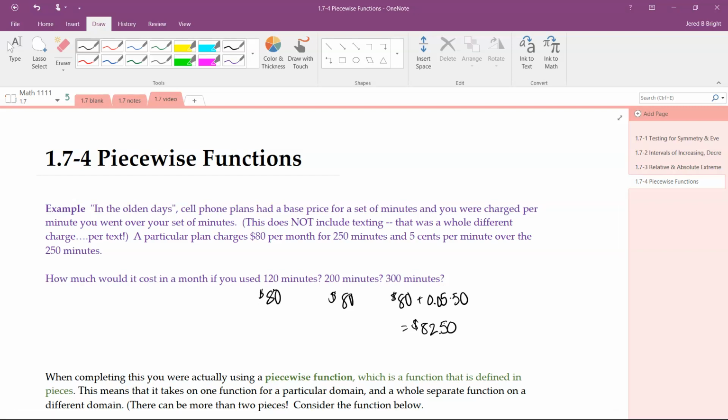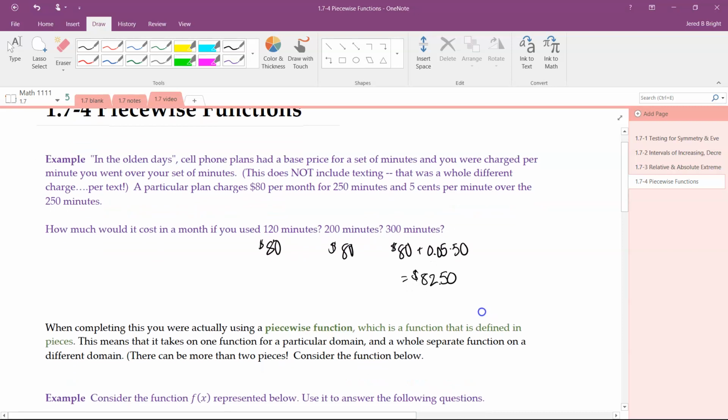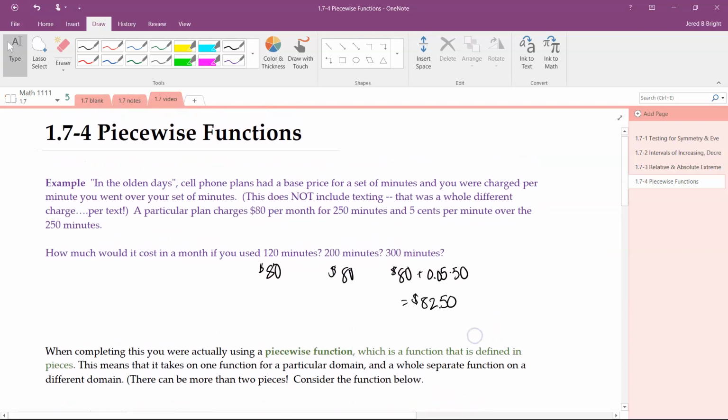I mean, that's not bad. But keep in mind, texting is not included, nor data. So have fun paying those extra fees. But when we were doing this process, we were actually using a piecewise function. We just didn't realize it. And all that means is that we have a function that's defined in pieces.